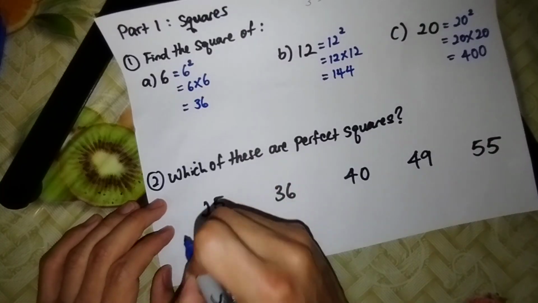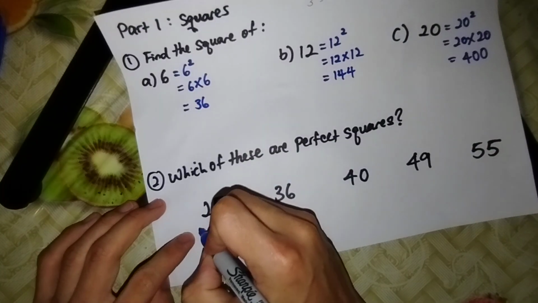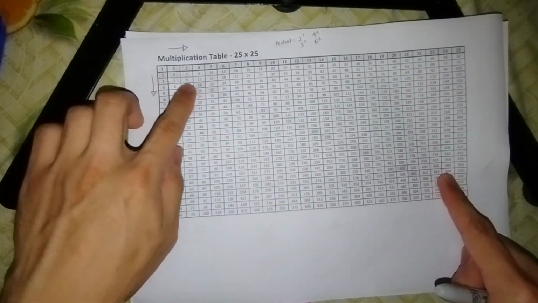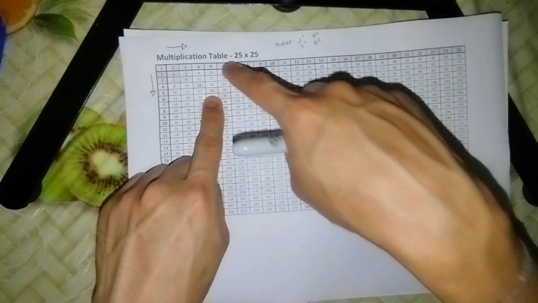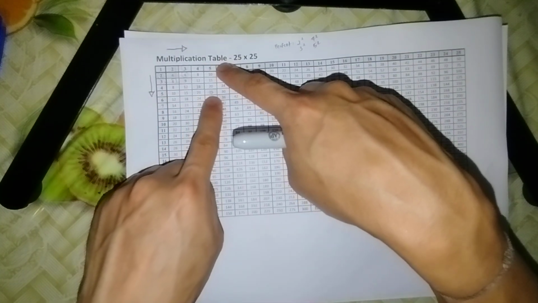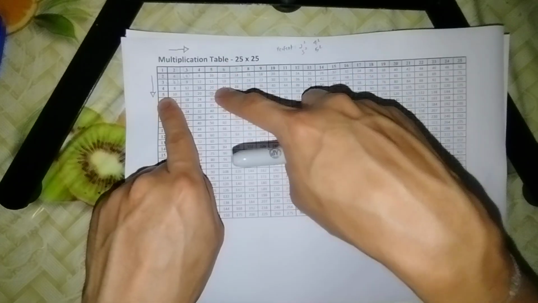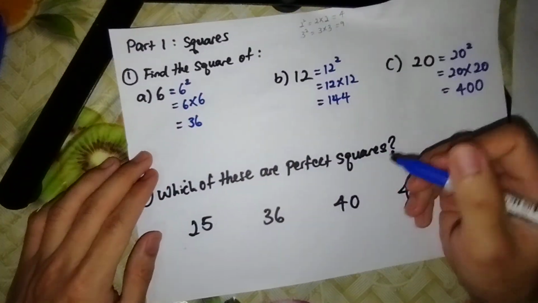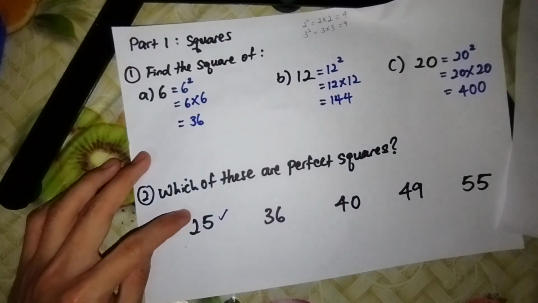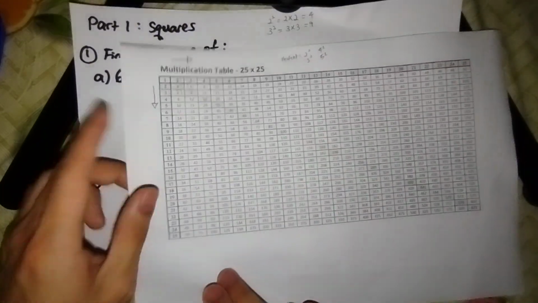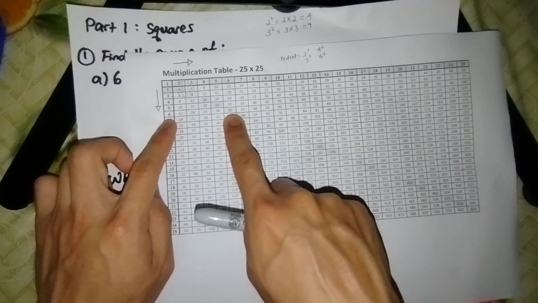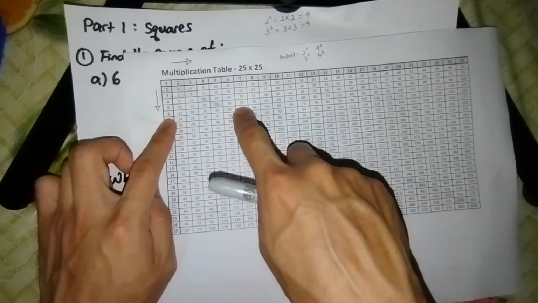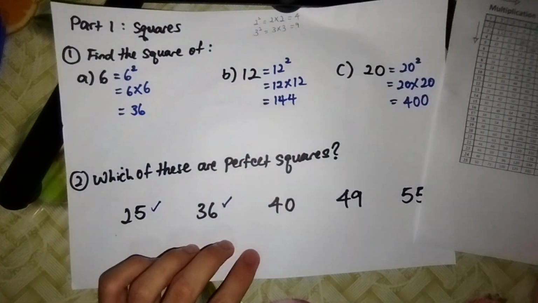So again, you have to know your times table really well. 25 is actually a perfect square, because if you look at the diagonal of your times table, you can see that 25 is within the shaded region, and it is equal to 5 multiplied by 5. With that, yes, this is a perfect square. And for 36, if you look at your table, yes, you can find it. It is the multiplication of 6 and 6. So yes, this is a perfect square.